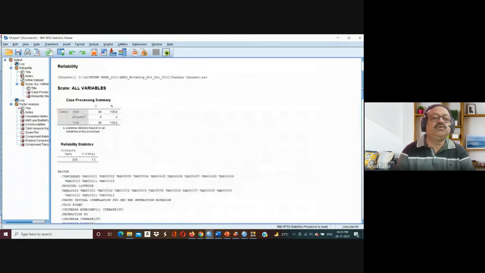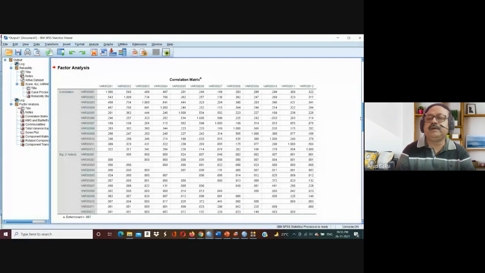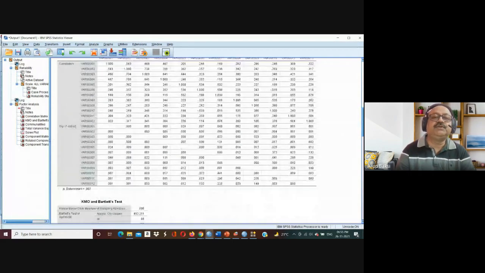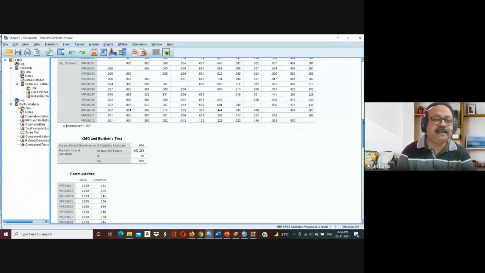Okay, so this is the factor analysis result. The first thing that you need to report, as I have told you, is the determinant, which varies from 0 to 1. You can directly report this, which proves that this correlation matrix is neither a singular matrix nor an identity matrix. As far as the KMO test is concerned, you see the KMO is well over 0.7.